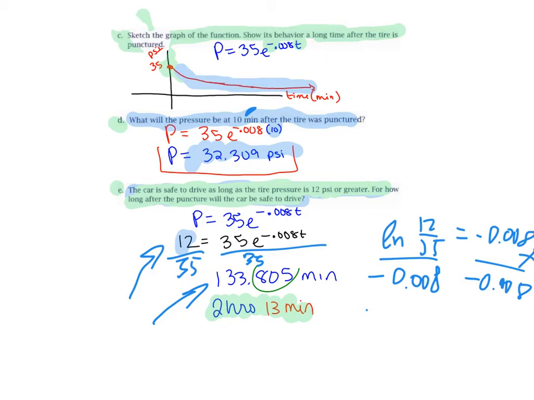The car is safe to drive as long as the tire pressure is 12 psi or greater. For how long after the puncture will the car be safe to drive? Okay, the car, I got it. The function represents the car after it got punctured. So between 0 and 2 hours and 13 minutes, your car is safe to drive. Okay, I made it way too complicated than it actually was. Totally forgot it was punctured. So that was that. Let's move on to the next question.